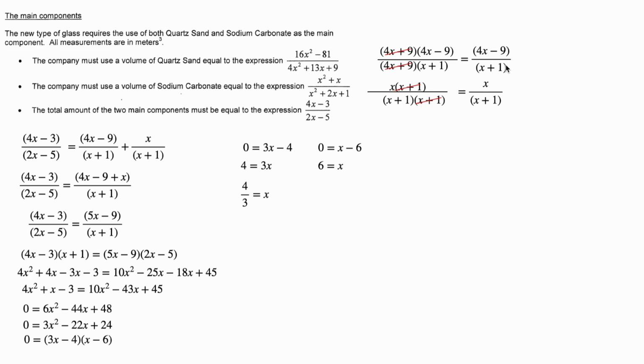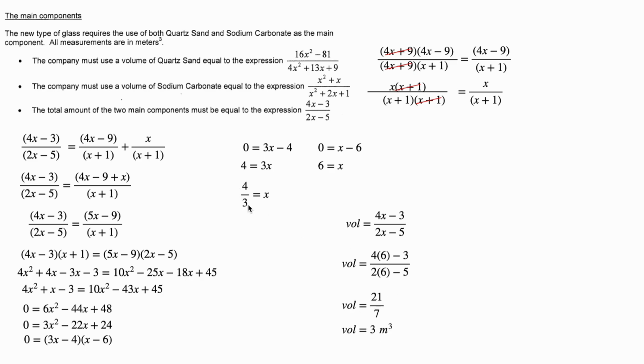We're going to get the same value. If x is 6, if I take this expression and replace the x with 6, I end up getting 4 times 6 minus 3 is 24, take away 3 is 21, over 2 times 6 is 12, take away 5 is 7. We get 21 over 7, which is 3 meters cubed.